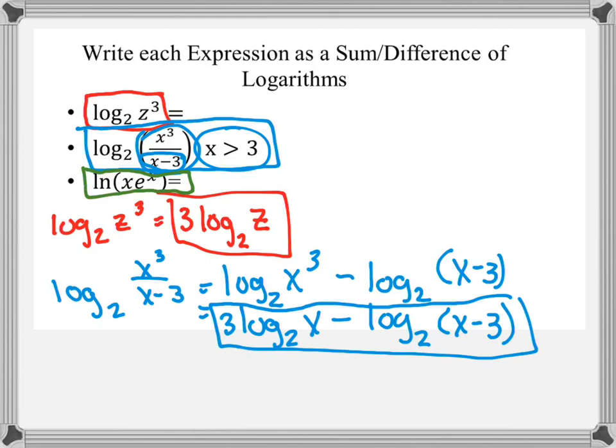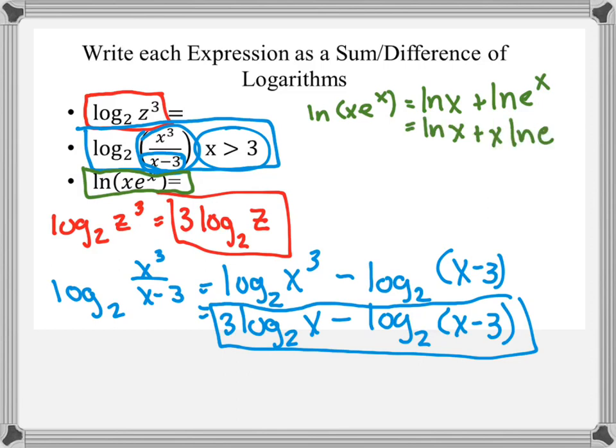Let's look at the last one in green. So the natural log of x times e to the x. I'll do it up here. So I can split it apart because it's a product. So natural log of x plus the natural log of e to the x. I can move the exponent out in front. So natural log of x plus x times the natural log of e. We've already simplified the natural log of e before. We know it equals 1. So this simplifies to the natural log of x plus x. And again, the only argument in the natural log is that first x.